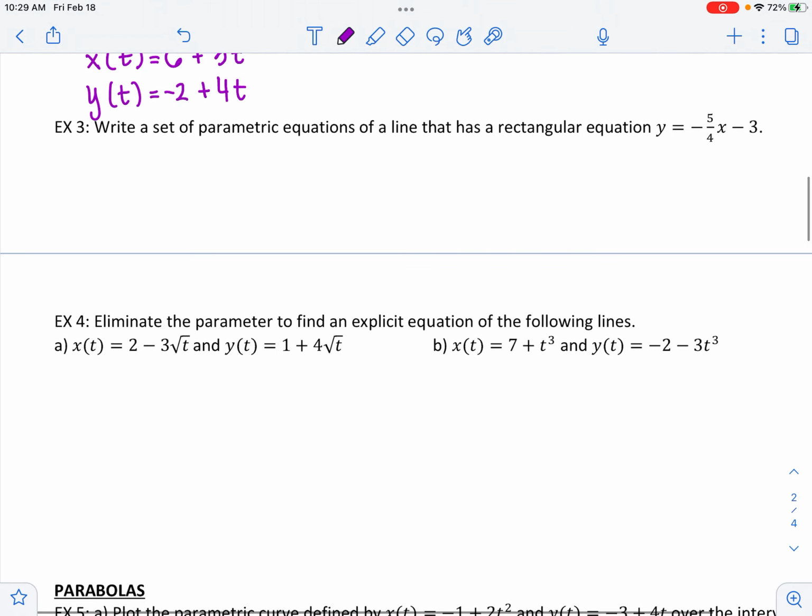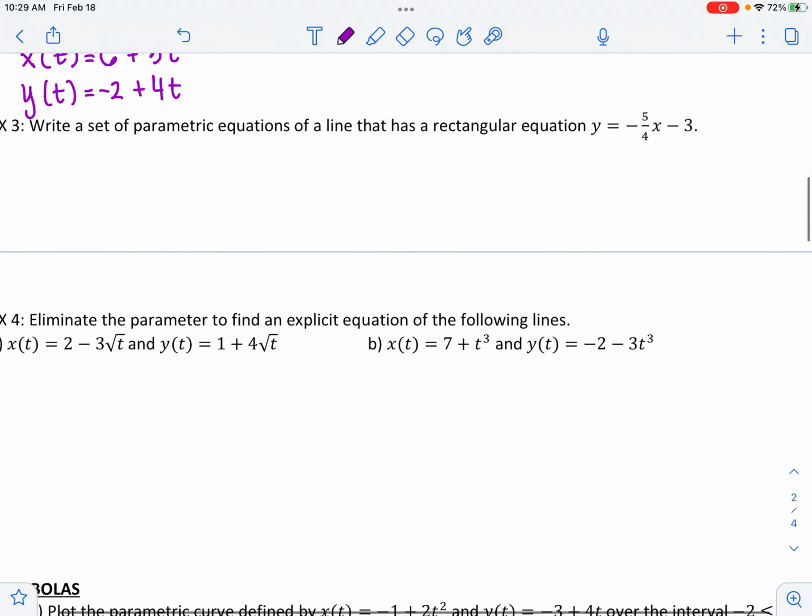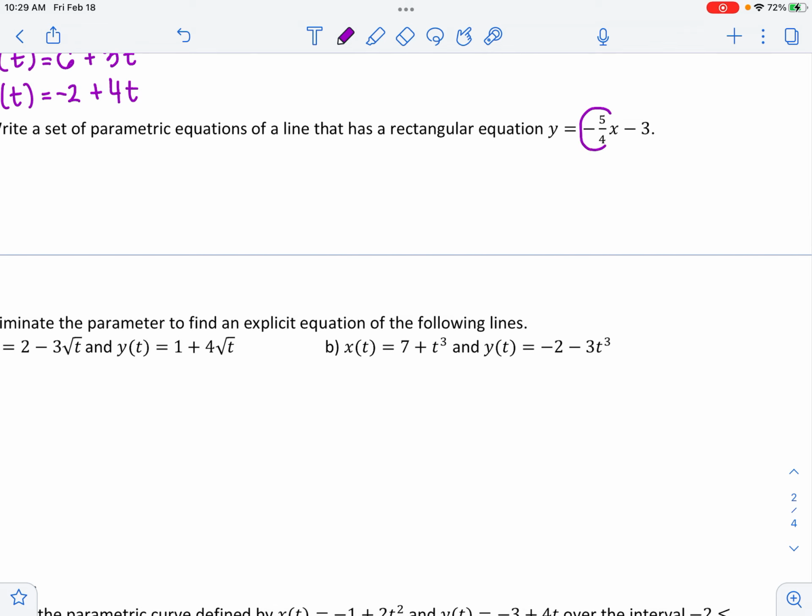All right, next, write a parametric equation of a line that has a rectangular equation of y equals negative 4/5 x minus 3. So here I see the slope, right, negative 4/5. So I can put this as the slope of y and this is the slope of x. And then also I need a point on the line, just like the one above. So I'm going to use the y-intercept, 0, -3, as my point.